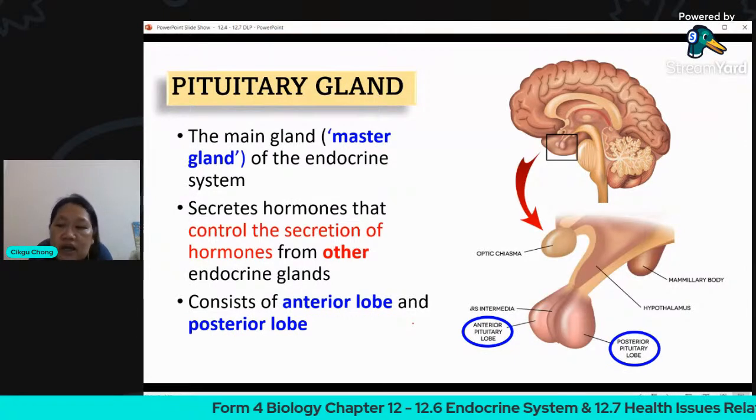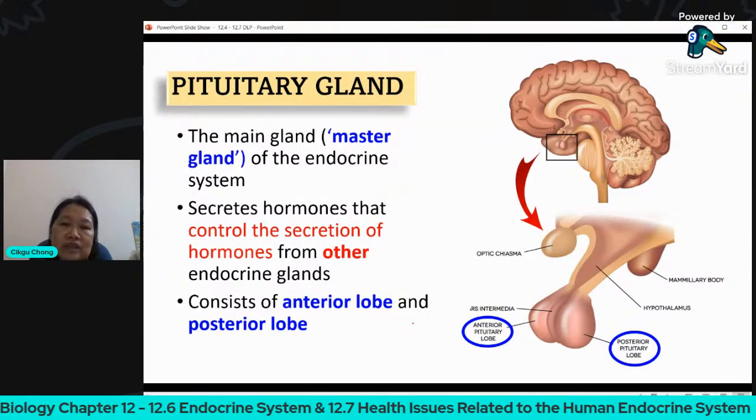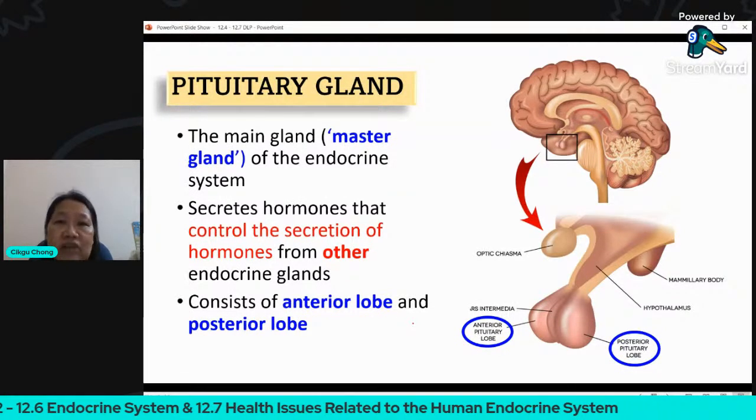writing it, you will get it. If you want to berjaya, if you want to score excellently, you have to put in the effort to remember, because you can't run away. Biology is a lot of facts, right?